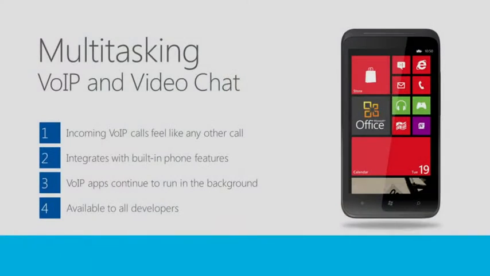We have also added several multitasking capabilities to Windows Phone 8. I'm going to talk about 2 in particular. First, we have deeply integrated VoIP and video chat. VoIP is voice over IP, and also video support deeply into our operating system. This means that a VoIP call feels just like a regular cell call.